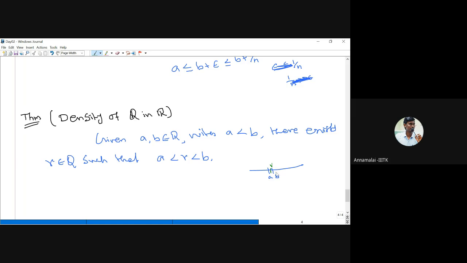Similarly, we can define the density of Q complement. That is, given any two real numbers, we can find an irrational number between these two real numbers. Suppose we have two real numbers a and b, we can find an irrational number in between them. That is the density of Q complement. Very important.